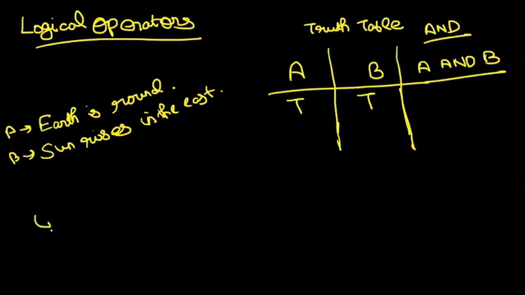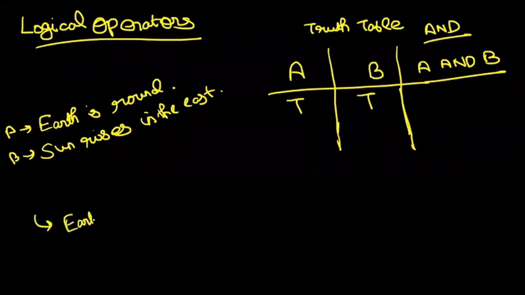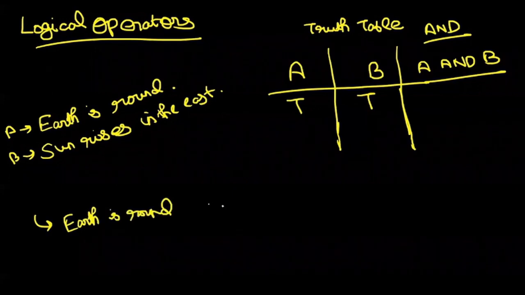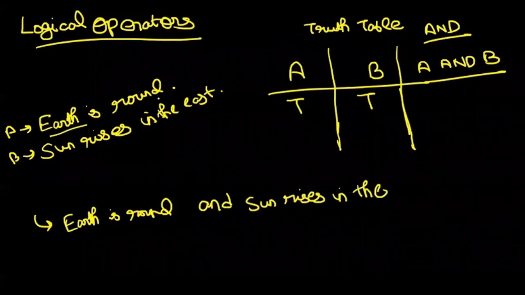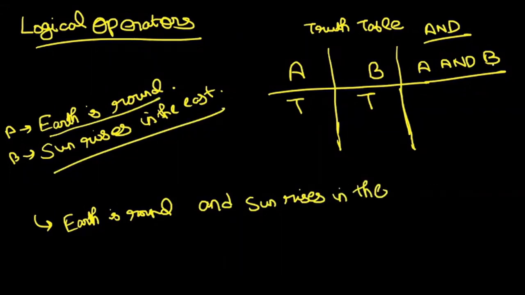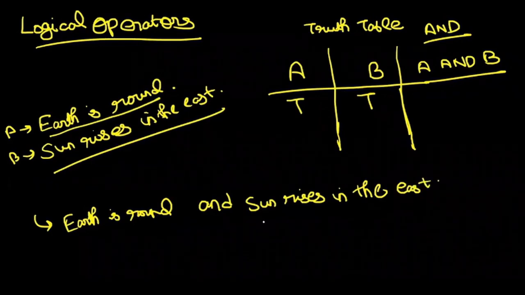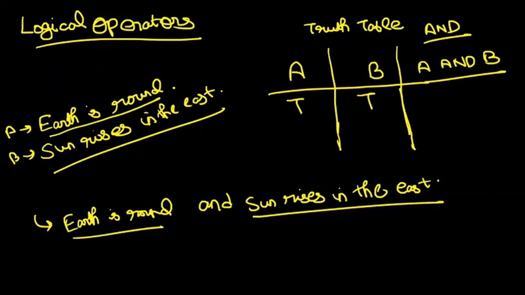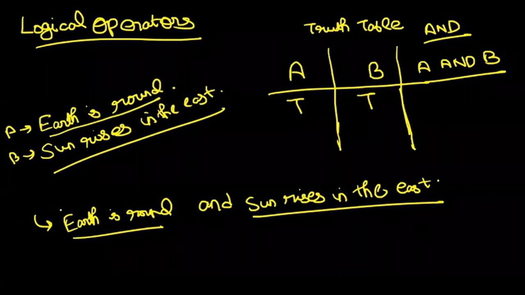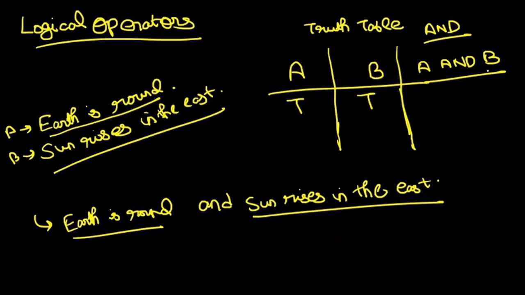Now, if I write a statement like this, Earth is round and sun rises in the east, is this entire statement true or not? Condition A is true, and B is also true. So is A and B true? I am claiming two things in this sentence. Because both of these statements are true, the entire sentence is also true. So if A and B are true, A and B will also be true. This is the truth table for logical AND.